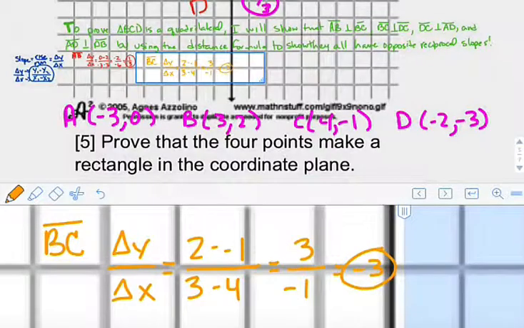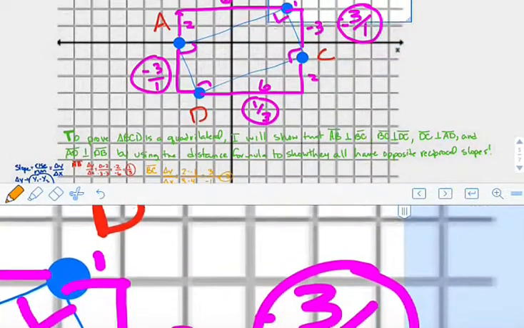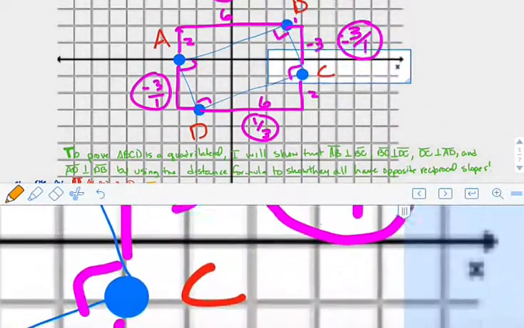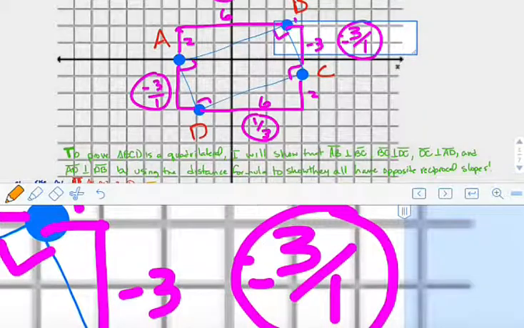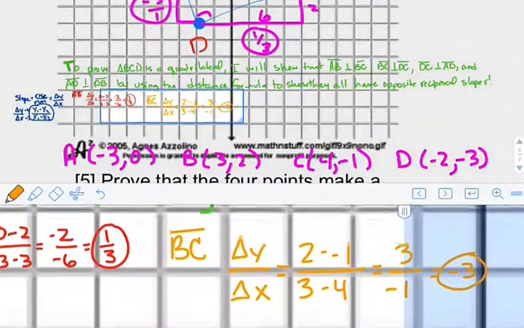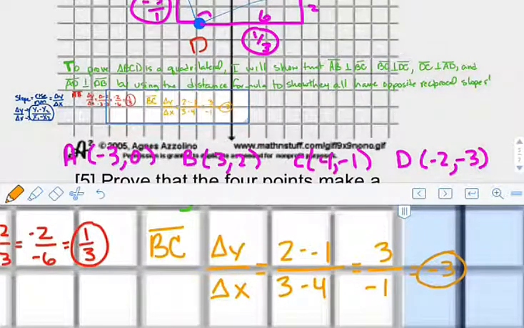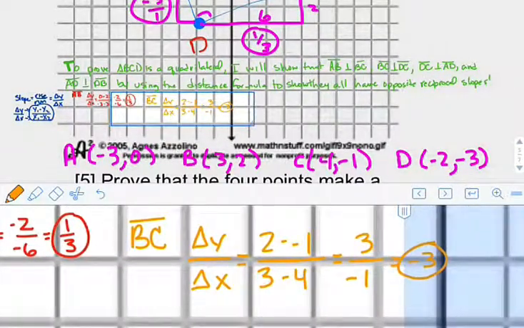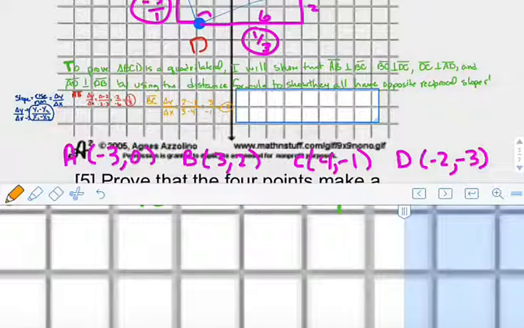Again, I'm going to point out we knew BC was going to be a negative 3. We actually knew it in our count. Right here from B down to C, the slope ended up being negative 3 over 1, of course, but that's reducible down just to a 3. And so far so good. We found two slopes. We know they're opposite reciprocals, and therefore that's a perpendicularity. Let's keep going.